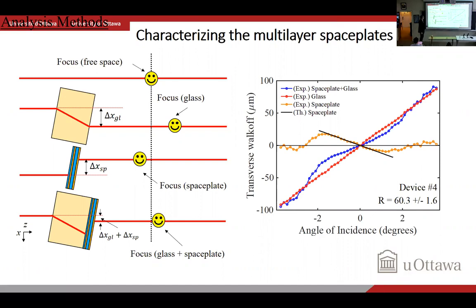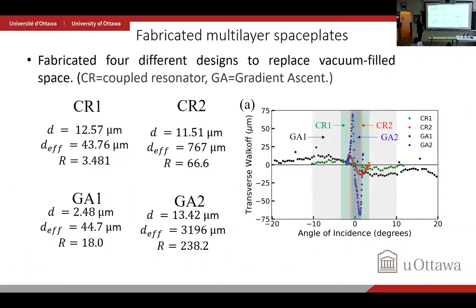So that's an example of what we did, but we did it for all sorts of different designs. And they work for different angular ranges, and the slope basically tells you what R would be, that ratio of how much space you're replacing to the space that your plate is taking up. These plates are multi-layer stacks, so they're only on the order of microns thick, like 10 or so microns. And so these are all the different designs, and you can see they have different angular ranges, and they also have different slopes there. So we showed that it worked.